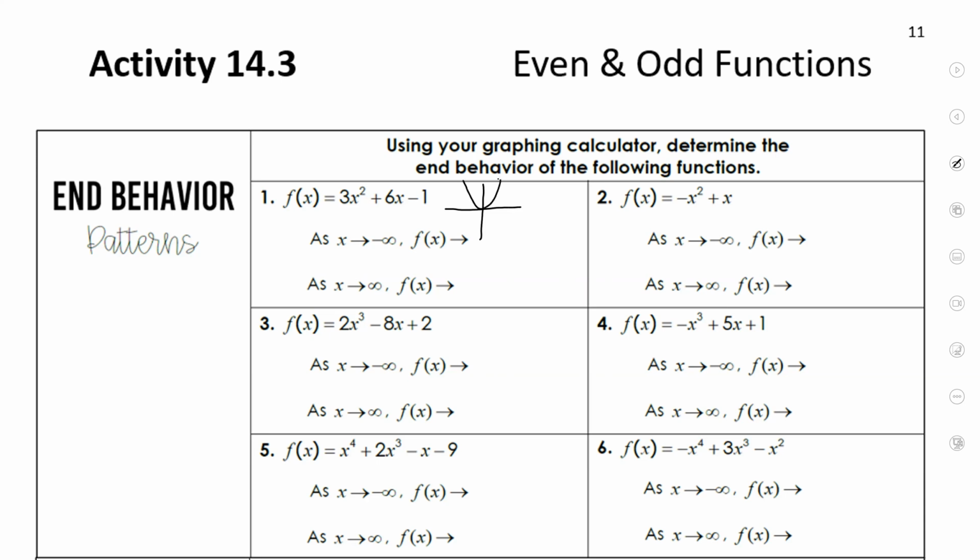Yep, it'll look like this. When the degree is even, they're going to face the same direction. Okay, so let's talk about end behavior.